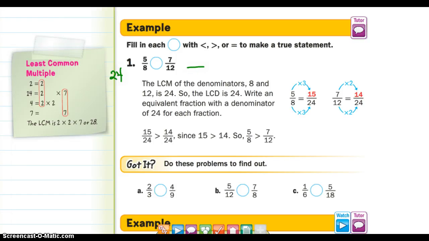So I always write mine out to the side. Please do not just look at it and make a comparison. Do the math. 8 times what gets me 24? 3. 3 times 5 is 15, so that's 15 over 24. 12 times what gets me 24? 2. 2 times 7 is 14. Now I'm comparing 15 to 14. 15 is greater than 14. Very good. Get it, guys, go.